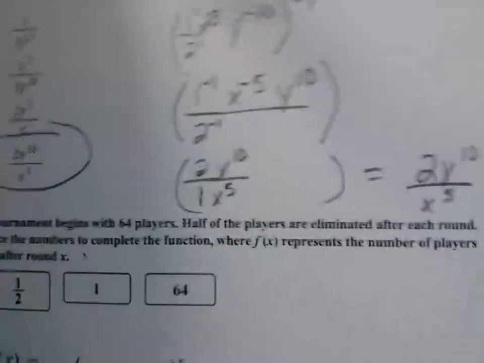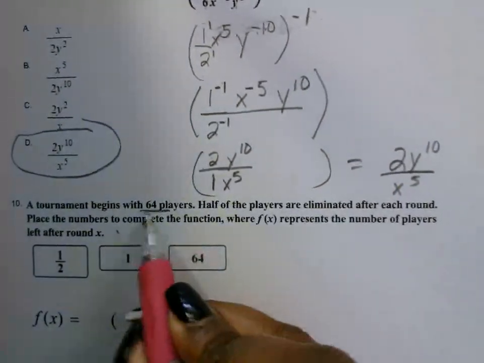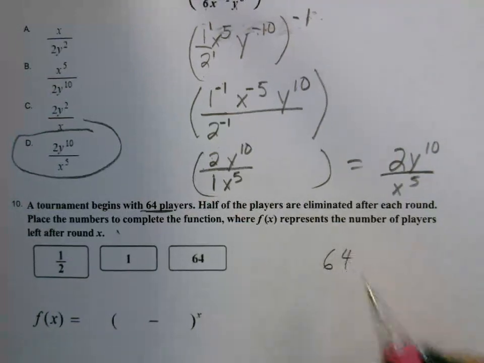All right, the next one, zoom back out again. It says the tournament begins with 64 players. So 64 is the starting amount.